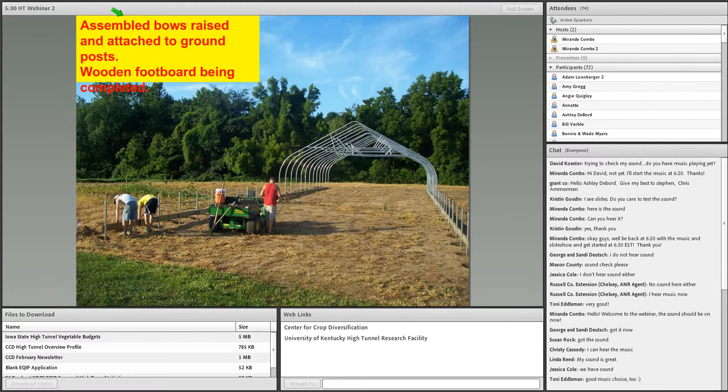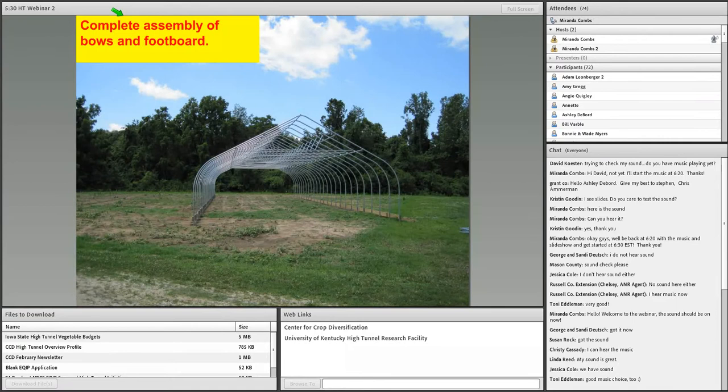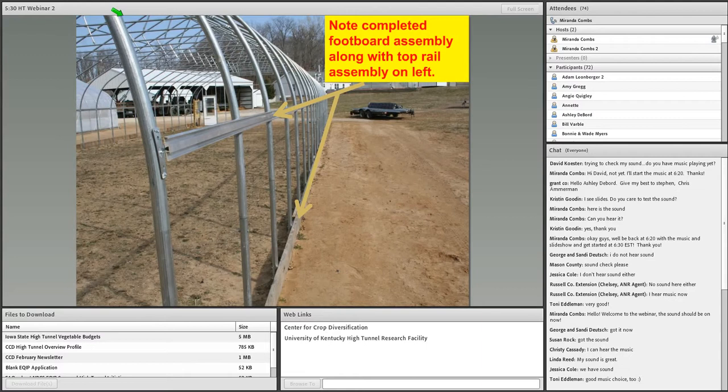So in this image, we've got complete assembly of the bows and the footboards, as well as all the purlins, and so we're ready to start thinking about possibly adding the ridge vent or possibly doing some end wall construction at this stage. So in this picture here, we've got the completed footboard at the bottom. And in this case, at the top, instead of a true hip board, we don't actually use lumber. We're actually using a double wiggle wire channel that has special brackets to mount directly to the bow using tech screws.